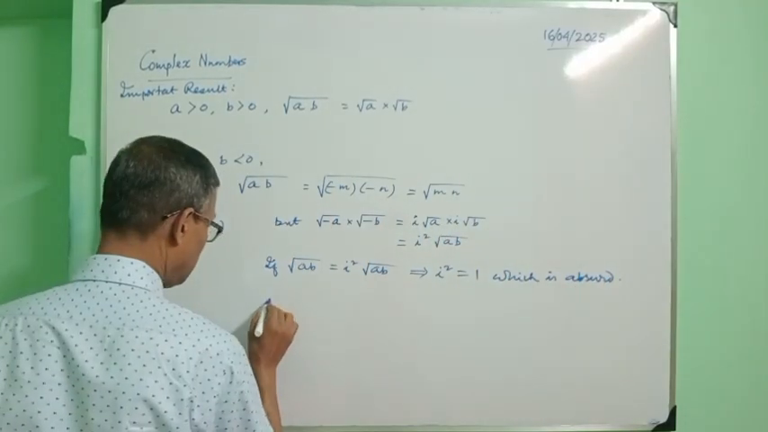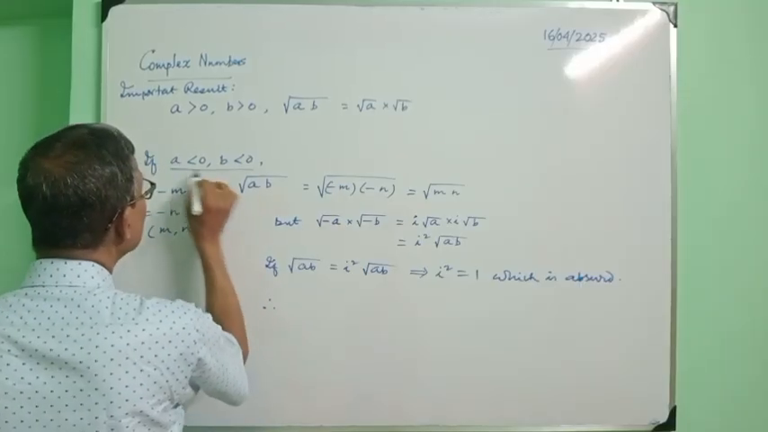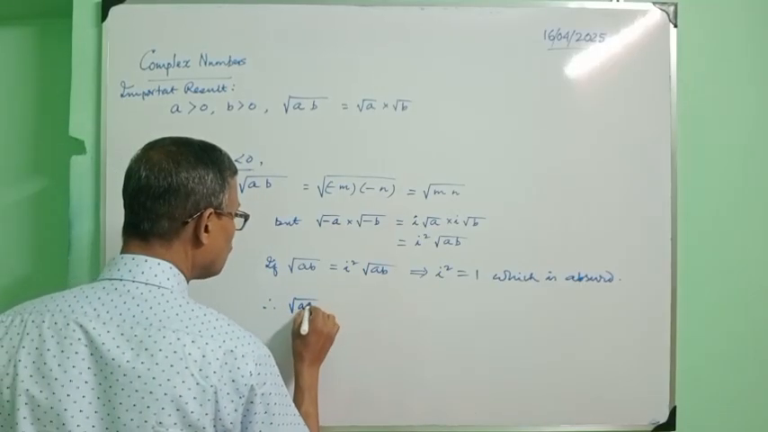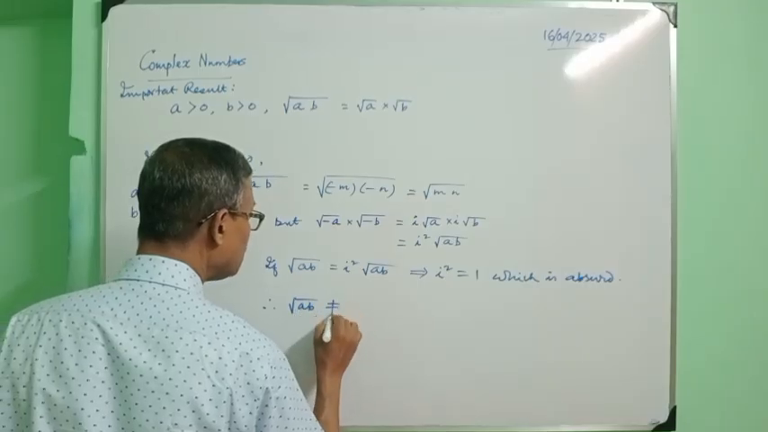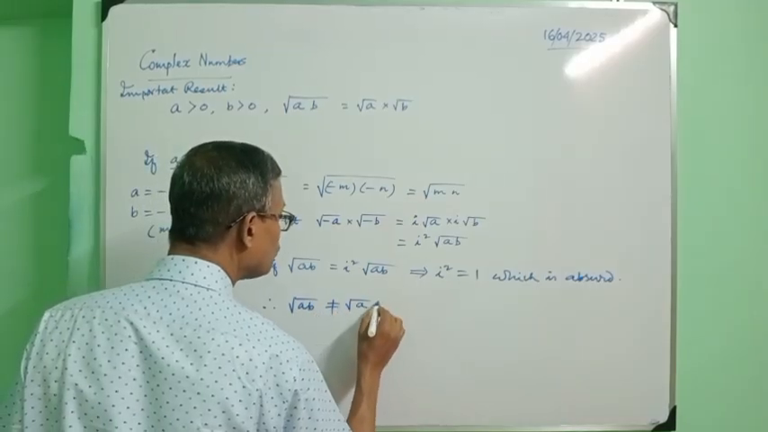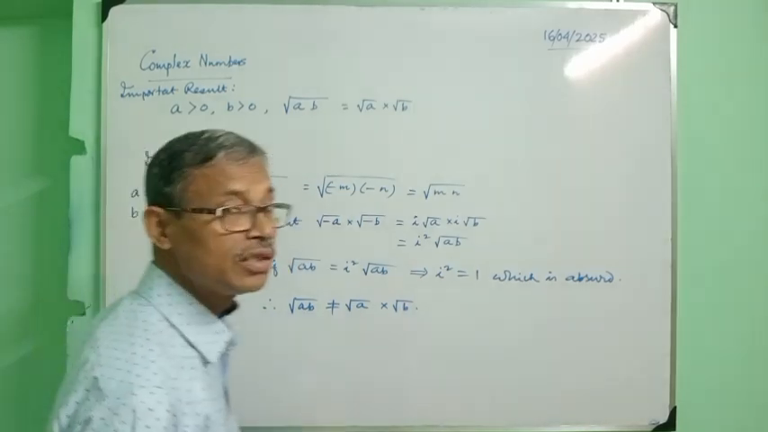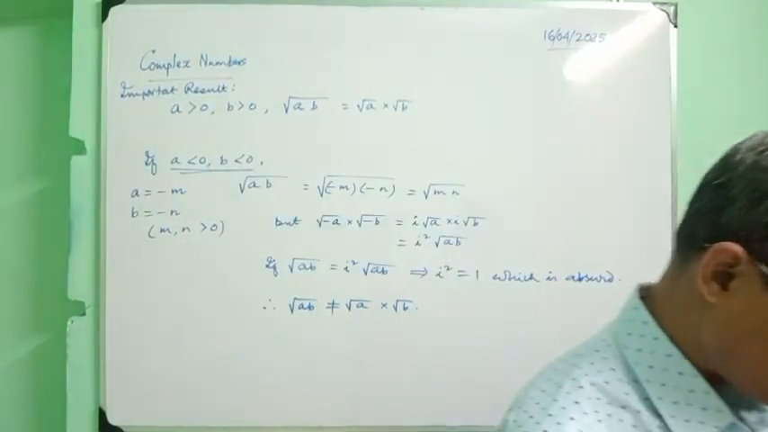Therefore, in case of negative numbers, we cannot write root over ab is equal to root a into root b. Learner students, you note this thing, very important.